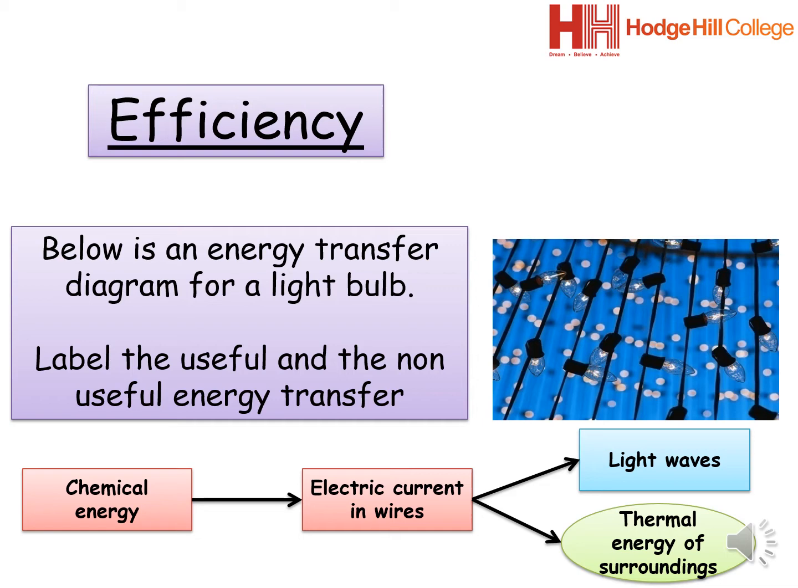So think about a light bulb, think about why we have light bulbs, what we want them to do. Look at the energy transfers that are happening. So we've got light waves and thermal energy. Which of those is useful? Which one do we want our light bulb to do, and which one is non-useful? So on your diagram, on your piece of paper, you need to clearly mark which one is useful and which one is non-useful.